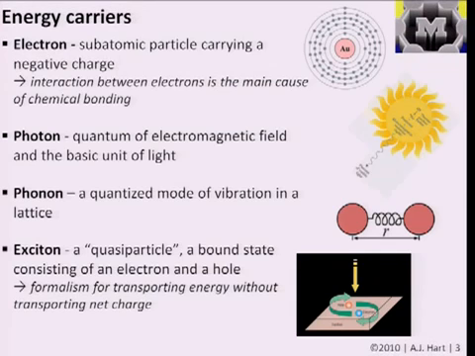So last time we started on our journey of transport through nanostructures, and we first introduced the existence of the four basic energy carriers: an electron being a subatomic particle carrying a negative charge, a photon being a quantum of field and a basic unit of light. And we talked a bit about this particle-wave duality, where experiments with waves and electrons let us understand both the wave properties and the particle properties of matter. And we spoke about the definition of a phonon, which is related to vibrations within an atomic lattice.